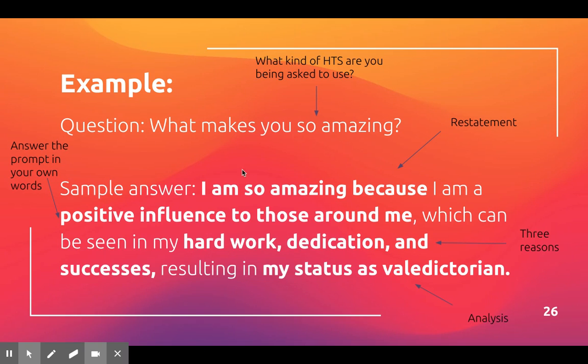So my sample answer is, I am so amazing because, and again, that's my restatement, I am a positive influence to those around me. Okay? So I'm saying that I'm amazing. I'm answering the prompt because I'm a positive influence to those around me.